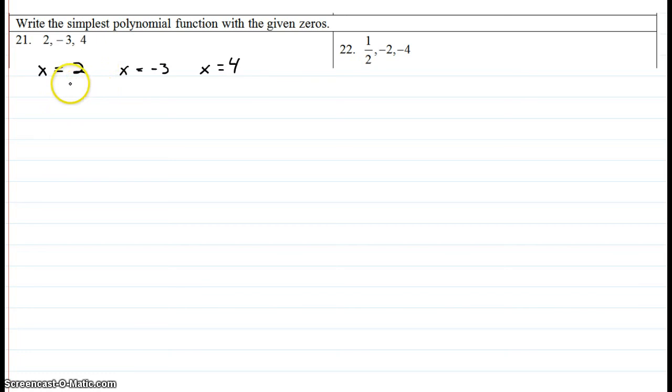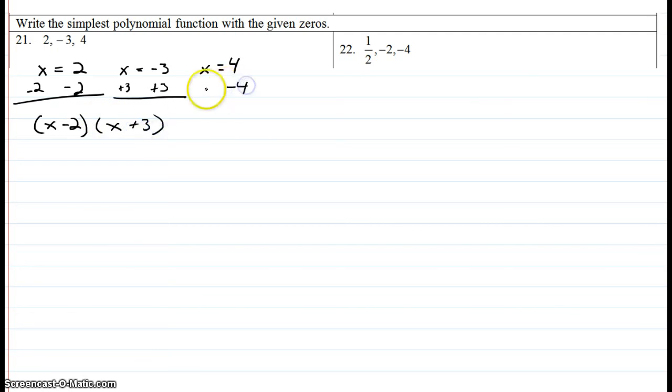So now as I'm unsolving this, I would subtract 2 from both sides, and this would give me x minus 2. Here I would add 3 to both sides, and this gives me x plus 3, and x minus 4. And so if you can look at just the numbers 2, negative 3, 4, and go straight to this step, that is great. So now we need to simplify this, and so now let's pick 2 to multiply, and I'm going to work with these 2 first.